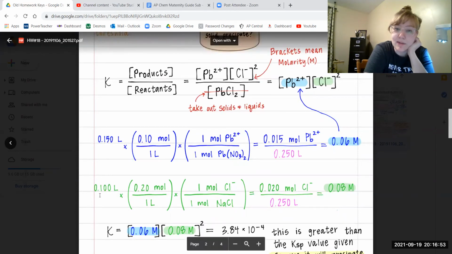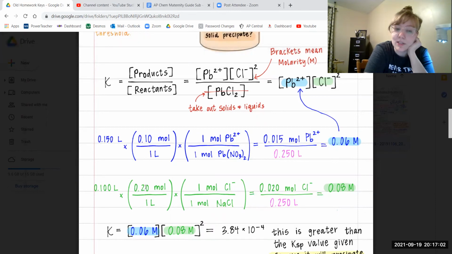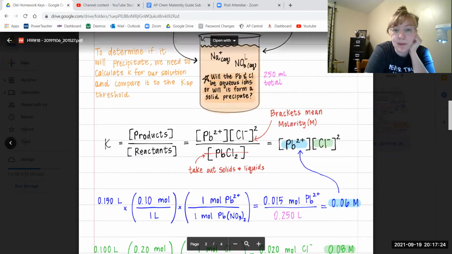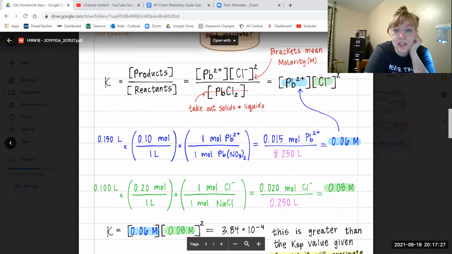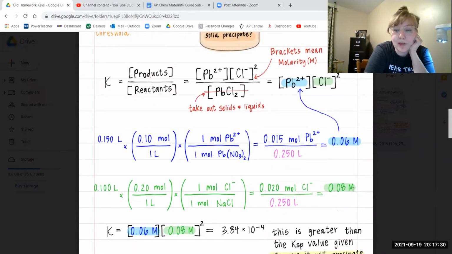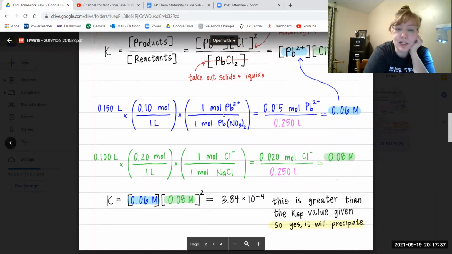I did the same process to figure out what's the molarity of the chlorine ion. There was 100 milliliters. The concentration was 0.2 molar. For every 1 sodium chloride, I get 1 chlorine. I have 0.02 moles of chlorine divided by 0.250 liters. They're both out of 0.250 because they both are mixed together. I get 0.08 molar. So I took those, moved it up into that expression, and I rewrote it down below.